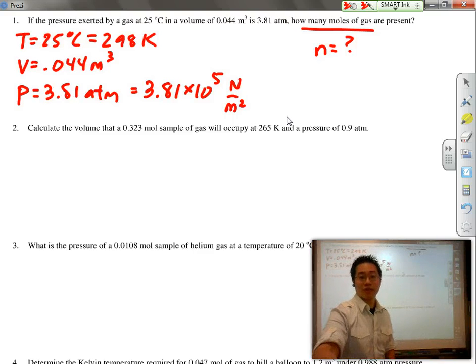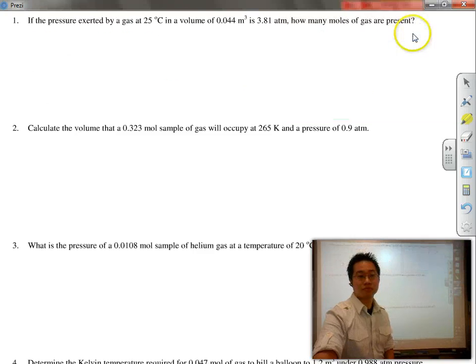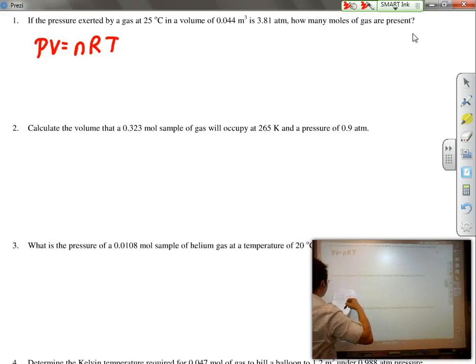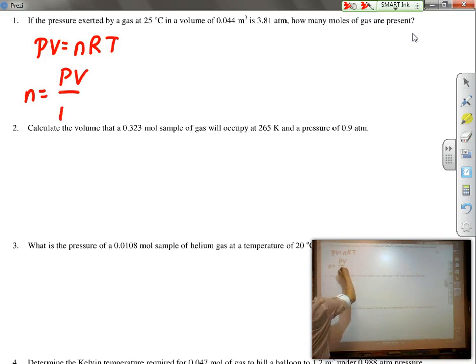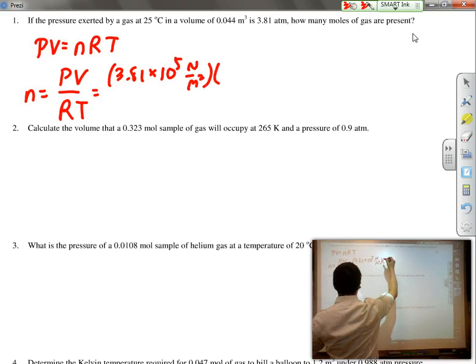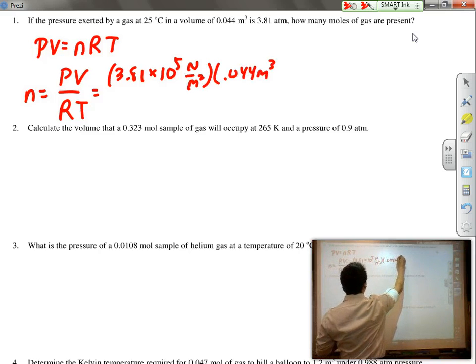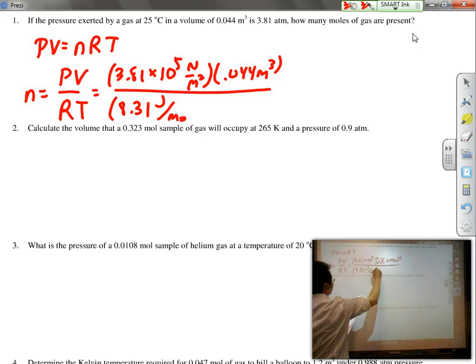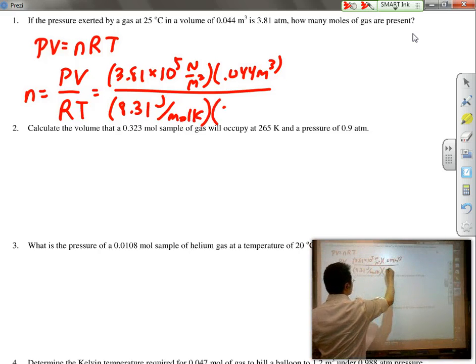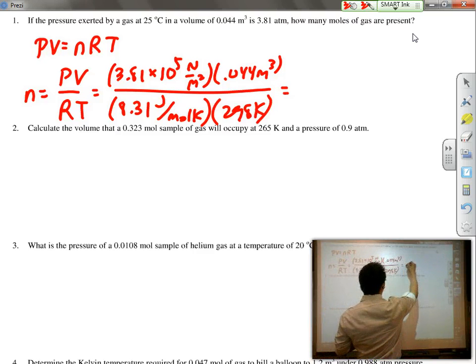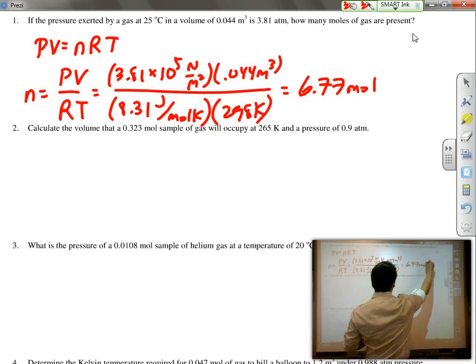So if we take this and we plug it all in with the formula PV equals nRT, we can see that n is equal to PV over RT, which is equal to 3.81 times 10 to the fifth newtons per meter squared times 0.044 meters cubed divided by 8.31 joules per mole Kelvin times 298 Kelvin, and the unit you're left with is moles, and you're left with 6.77 moles.